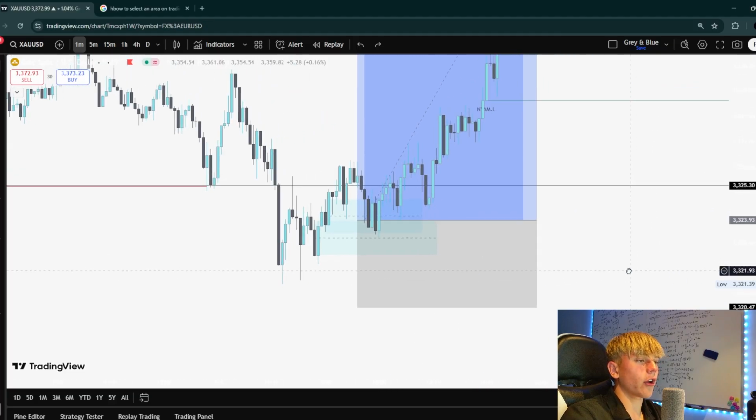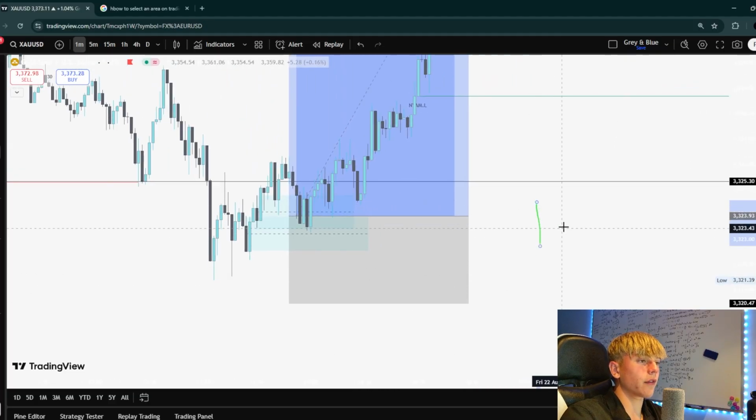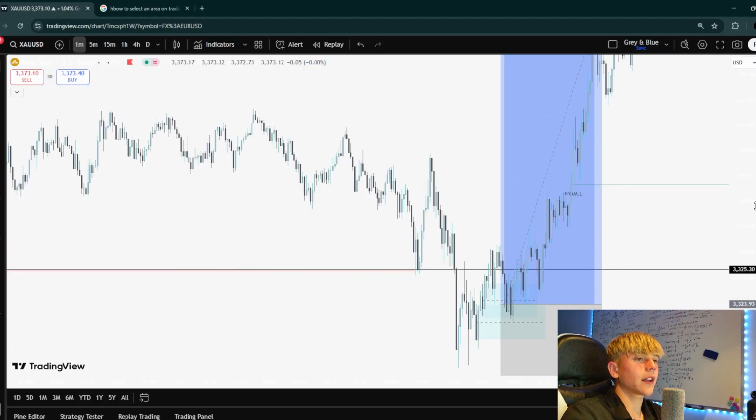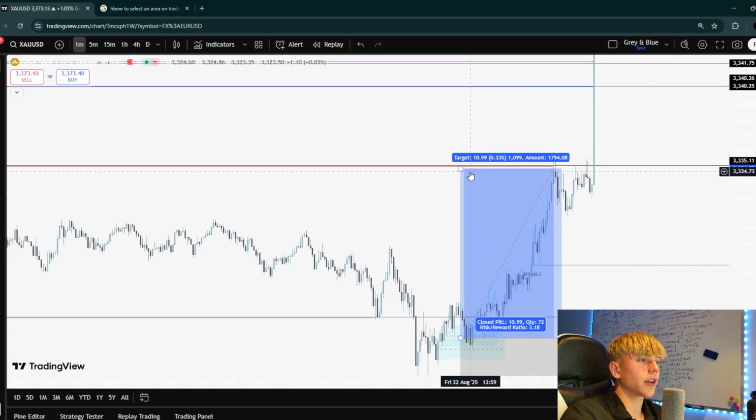If you're trading for sells, you always want to put your stop loss above the highs. Your stop loss would be above the previous high, like so. And then, like I said, we will be targeting London highs.